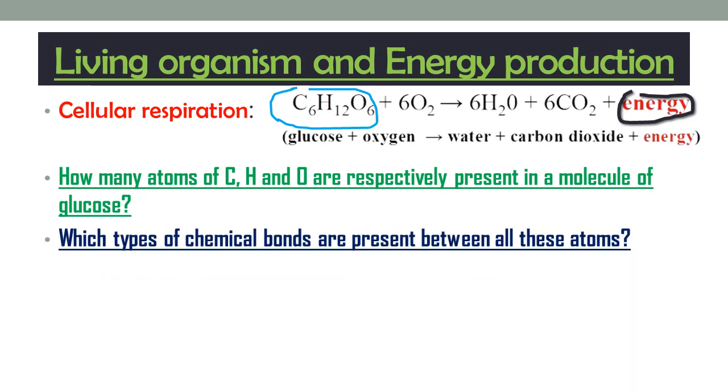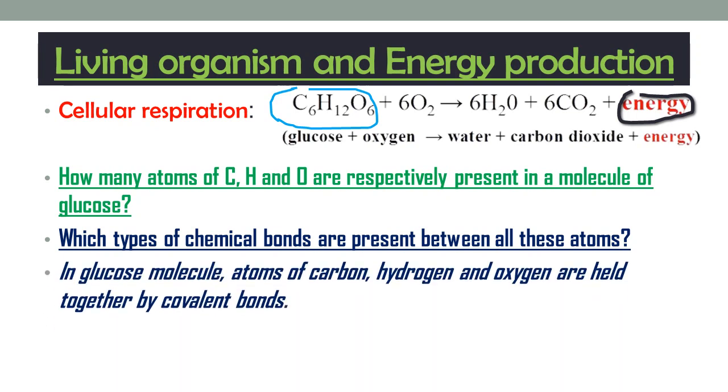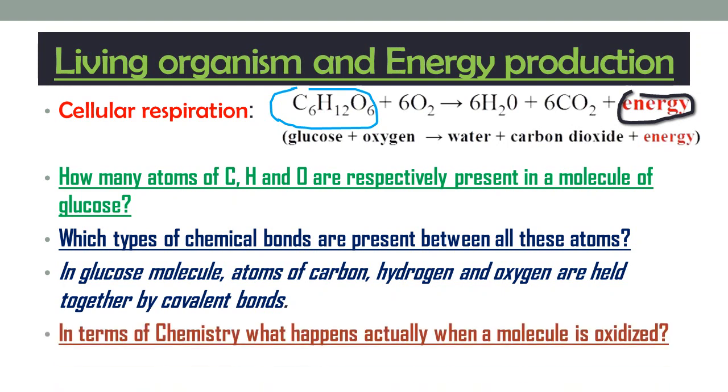The next question is: which types of chemical bonds are present between all these atoms? That means in glucose we have carbon, hydrogen and oxygen atoms. Between these, which type of bonding is there? In the glucose molecule, atoms of carbon, hydrogen and oxygen are held together by covalent bonds, and a covalent bond is formed by mutual sharing of electrons. And in terms of chemistry, what actually happens when a molecule is oxidized?